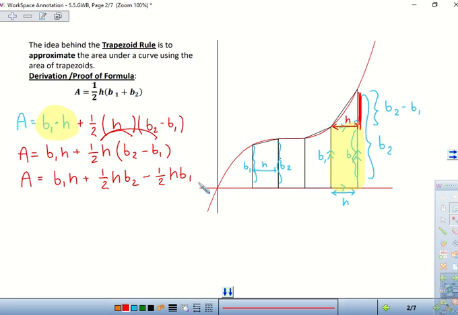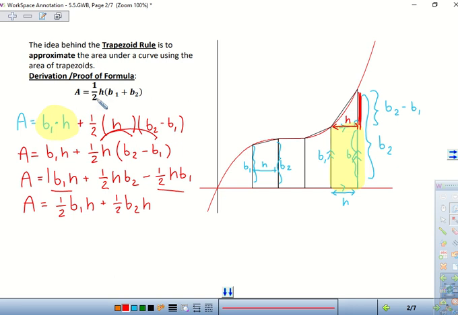What you're going to notice now is these two right here are actually like terms, right? They have the same variables. So essentially, it's just 1 minus 1/2. What's 1 minus 1/2? 1/2. So you end up with 1/2 base 1 height plus 1/2 base 2 height. Doesn't matter which order you put B and H in. I just swapped it around.